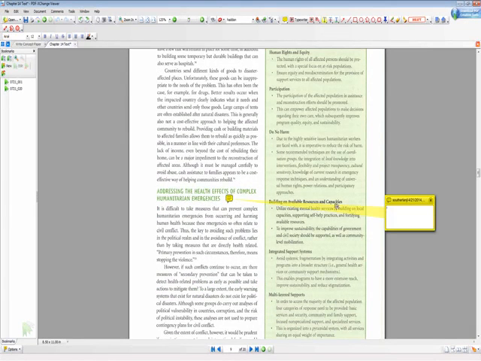And then lastly, we want to look at addressing the health effects of complex humanitarian emergencies. The health situation of a CHE needs to be addressed very quickly and then continuously. Again, we don't want to just do one assessment and be done. We want to be doing this over and over again.